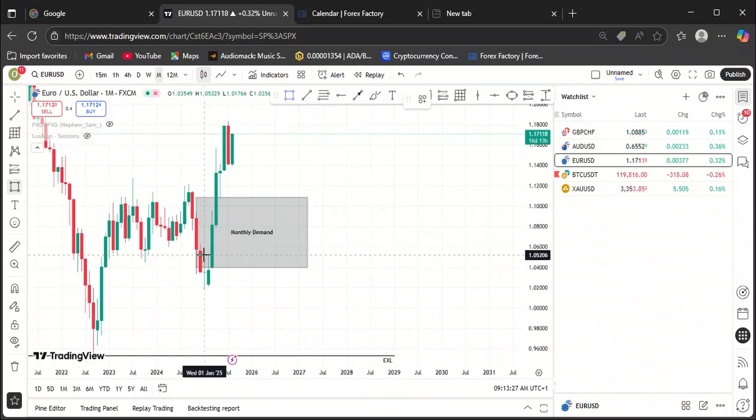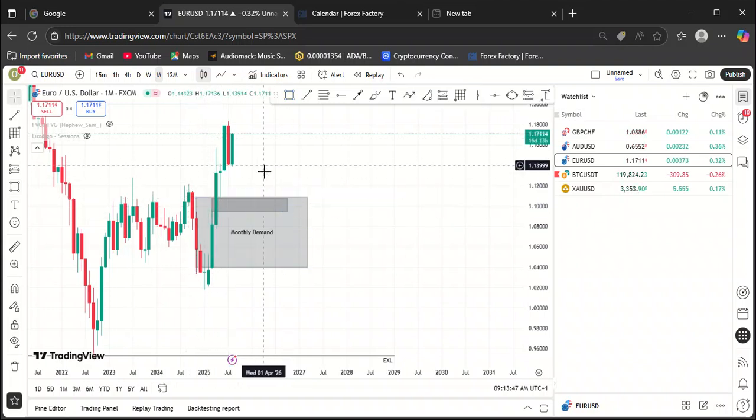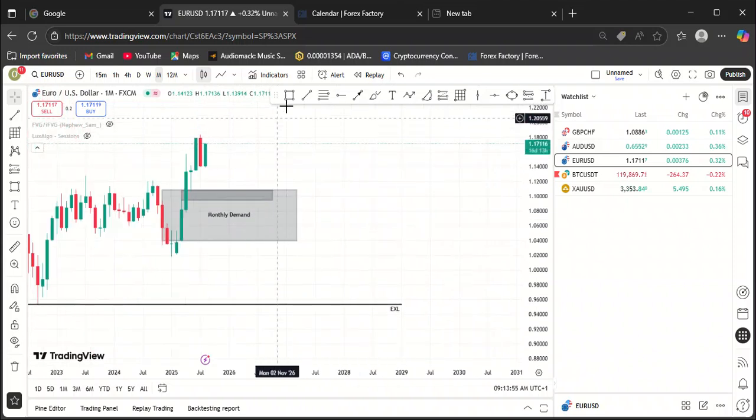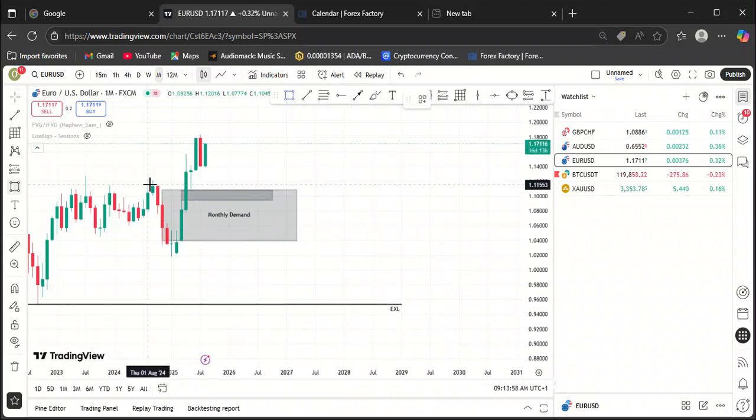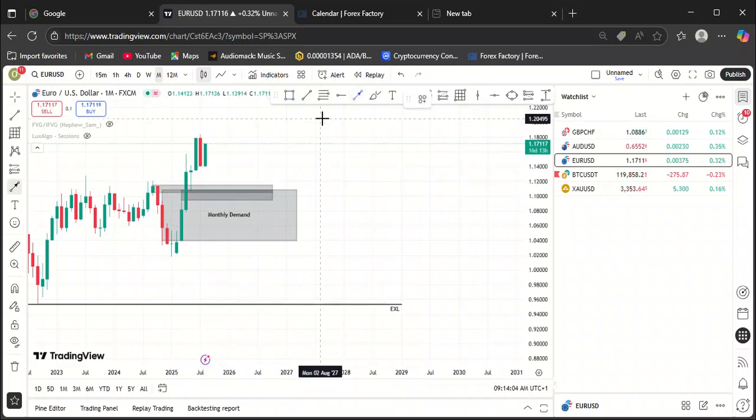We had this fair value gap on that monthly demand, but I don't expect price to come back into this particular fair value gap, because this was a breakaway gap. But I'm looking at price to respect this area, because that was a normal fair value gap. For those that don't know what a breaker and a fair value gap is, you can watch it on YouTube. Then we have this breaker block as well right there. So this area is going to be an area of interest for me whenever price comes back into that level.